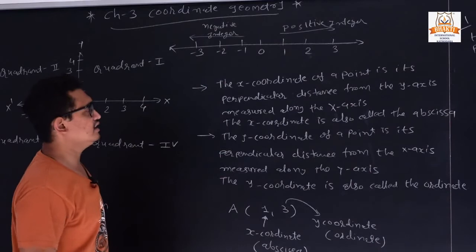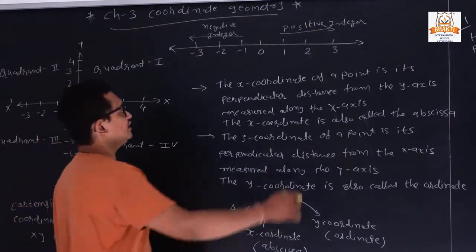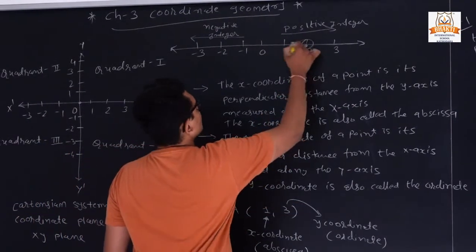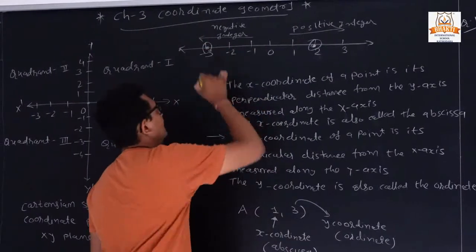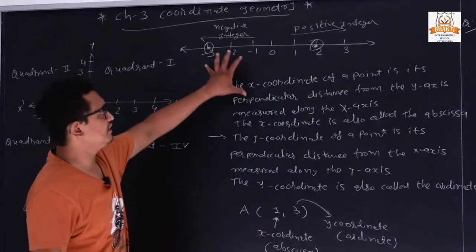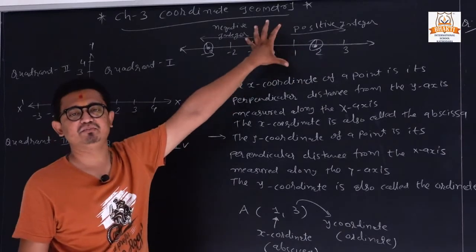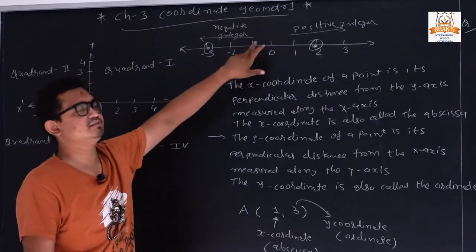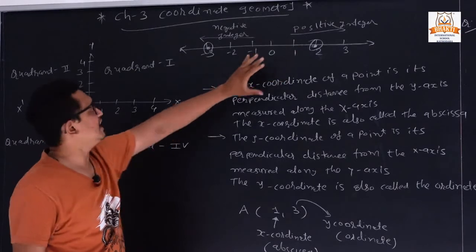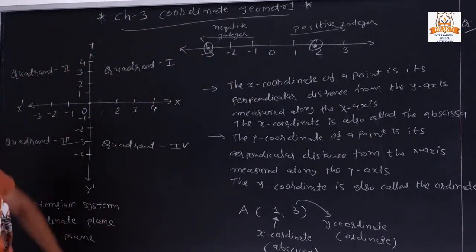Suppose they ask what the 2 indicates. Here we are indicating 2 or -3 like that. So it is only one line, only one plane. It is also called the x plane. And now we are discussing the next portion.